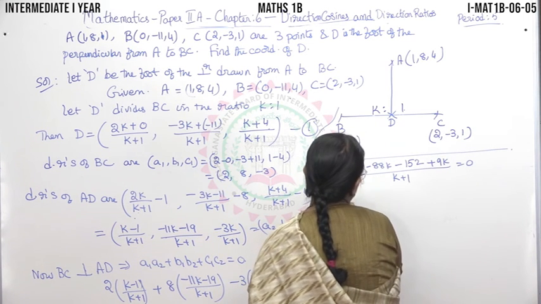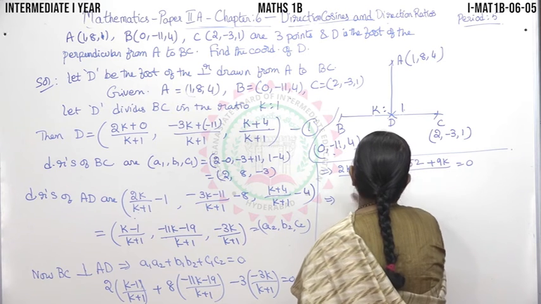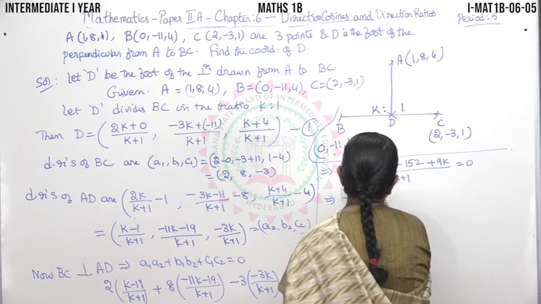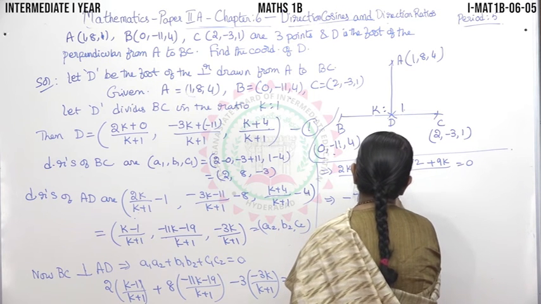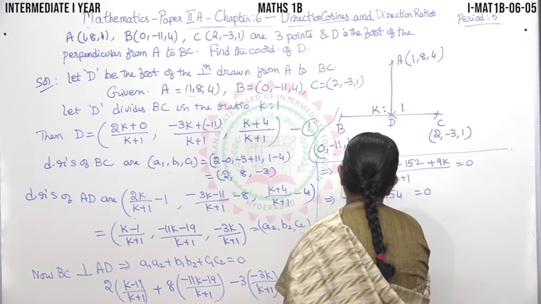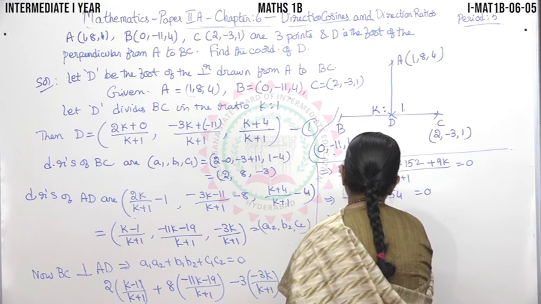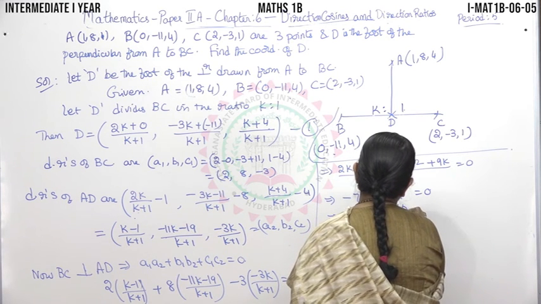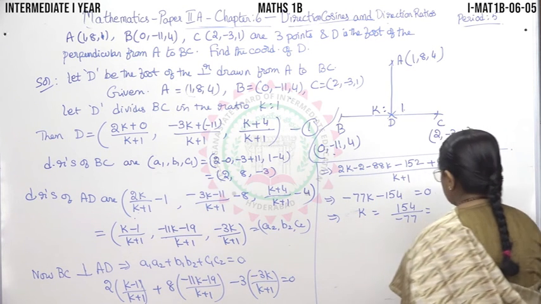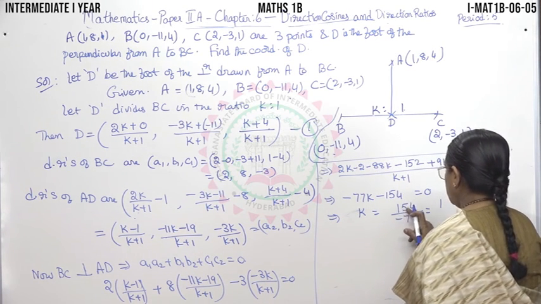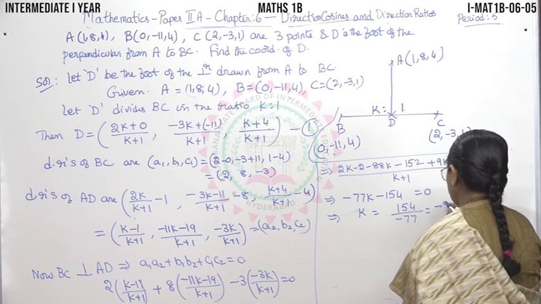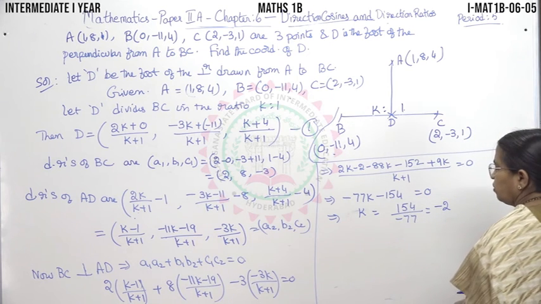So that means 2 minus 88 plus 9 is minus 77, so minus 77k, and minus 2 minus 152 is minus 154, equal to 0. So that means minus 77k is equal to 154. 11 ones are 11, 11 fours are 44, 2 times it goes, so k is equal to minus 2.